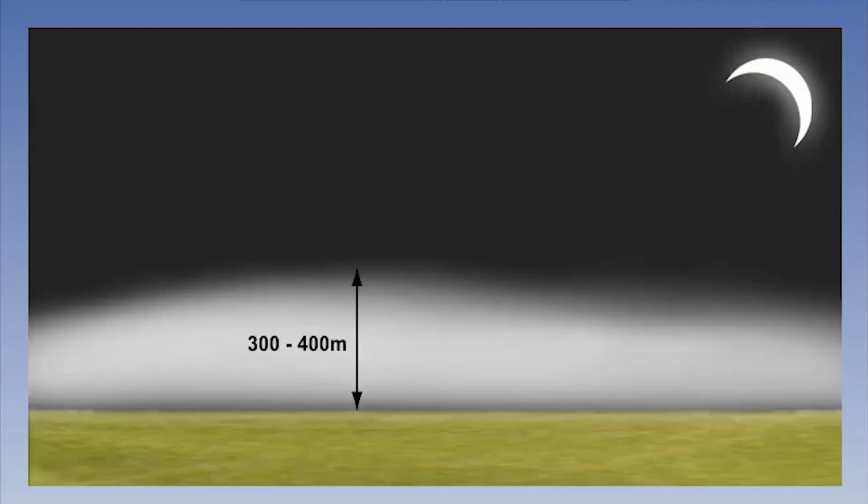Radiation fog will often be a few hundred feet, 100 meters or so thick, and can, on occasions, be 1,000 or more feet, 300 to 400 meters deep.